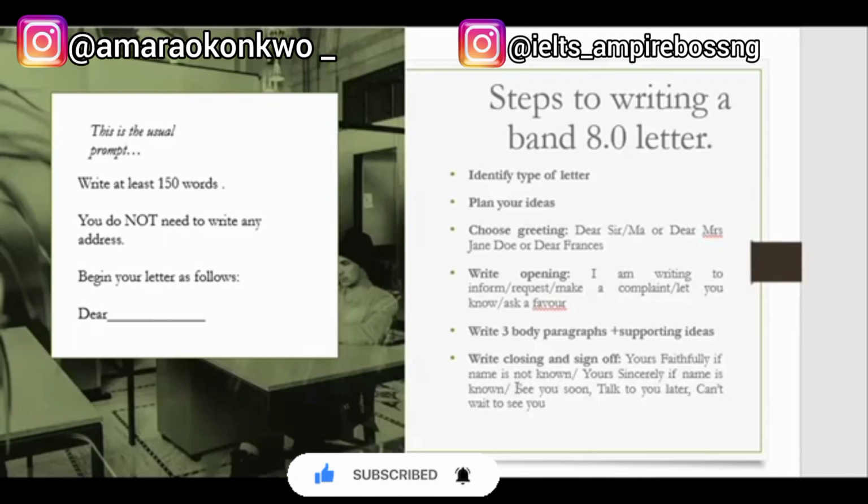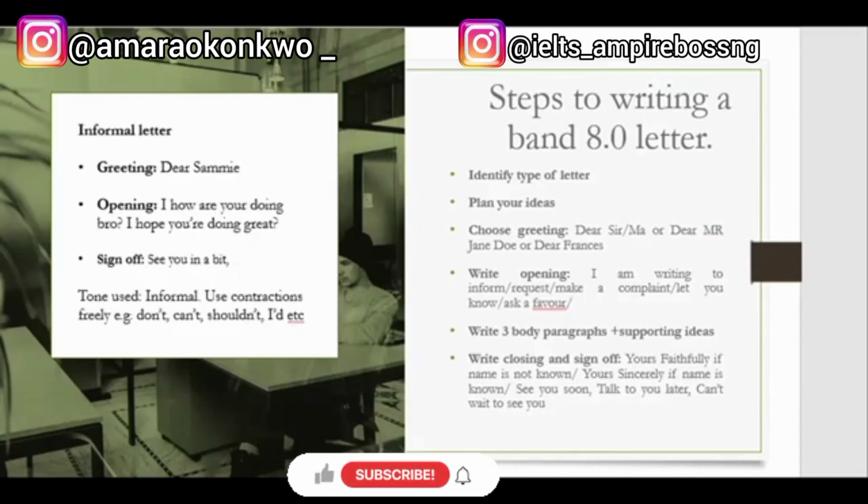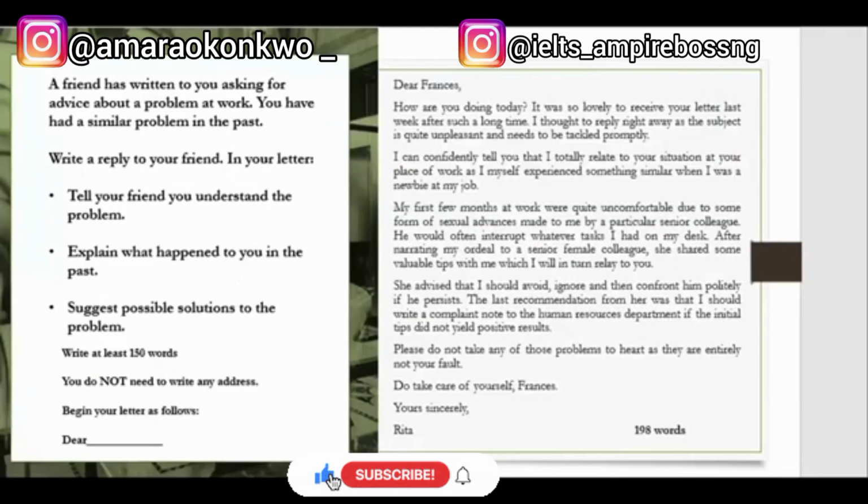Then something like, these are examples of how you can sign off in an informal letter. See you soon, talk to you later, can't wait to see you. So things like that. So let's move on. We're going to be seeing some sample letters that we've written to make it clearer.